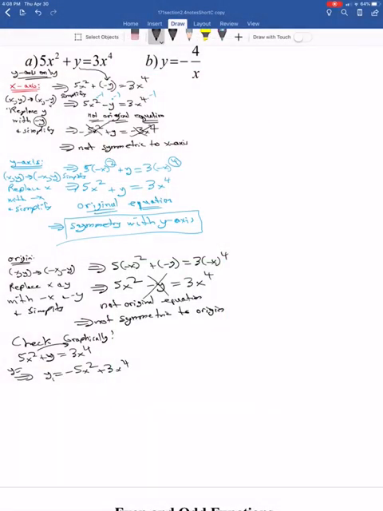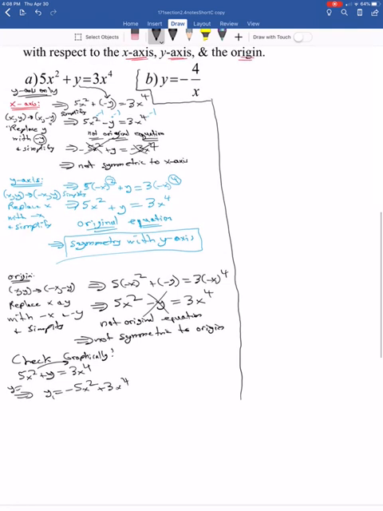All right, let's take example B here. Let's move to our next problem. Now, example B, as we look for symmetry. All right, in this one we've got an equation. It reads y equal to negative 4 over x. Let's see about our symmetry with it.